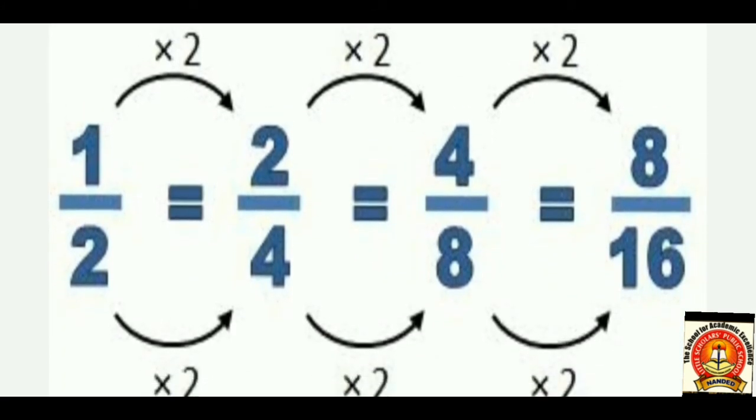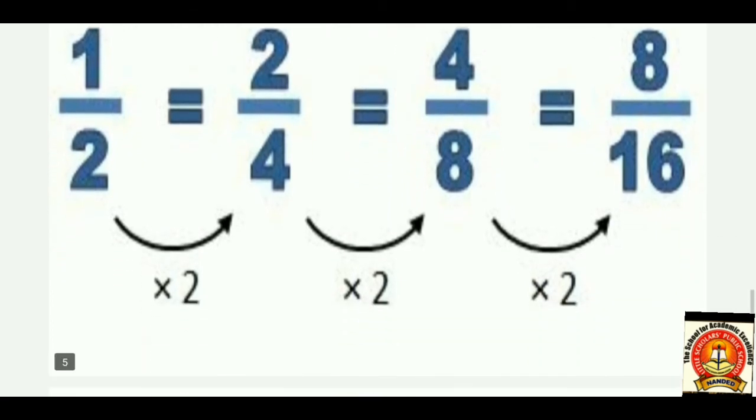We can see here I choose 2 as a non-zero number to multiply. 1 upon 2, I am going to multiply 2 in the numerator and denominator. I am going to get 2 upon 4, then 4 upon 8, then 8 upon 16. If you continue this procedure, you will get an infinite number of equivalent fractions.